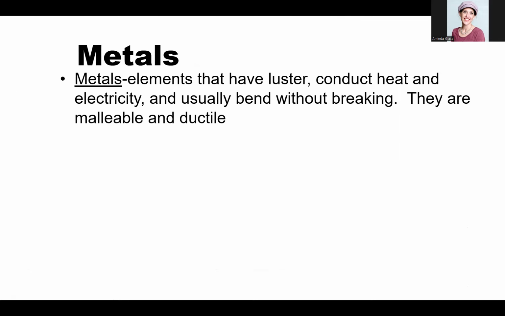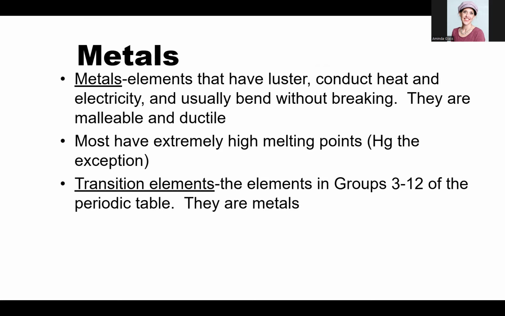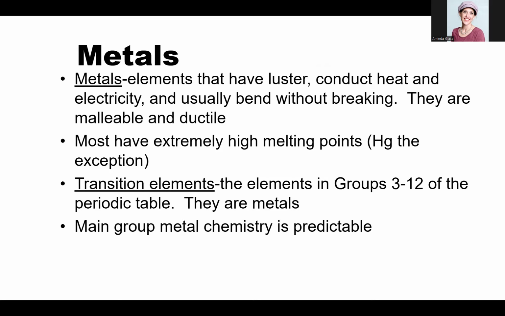Metals are elements that have luster, they conduct heat and electricity, and they usually bend without breaking. They're malleable and ductile. They usually have extremely high melting points, with mercury being the exception. The transition elements are in groups 3 through 12 of the periodic table, and they are metals. This is where gold, silver, zinc, copper, nickel, those are all transition elements.